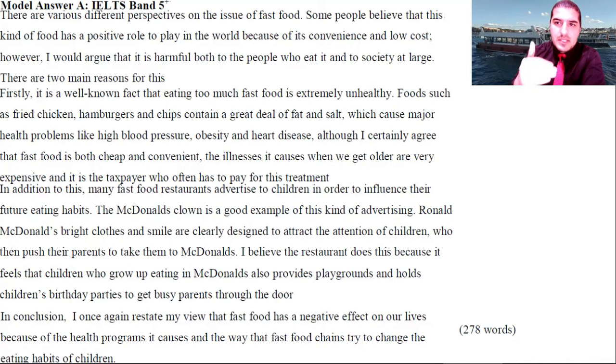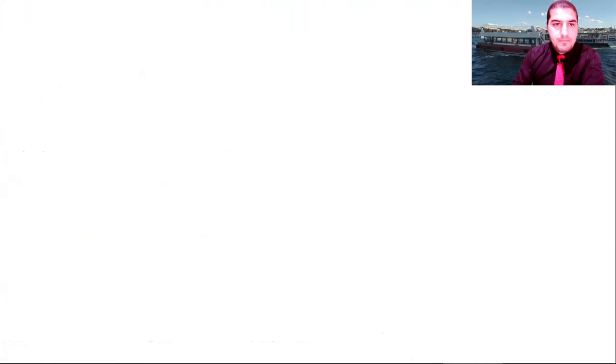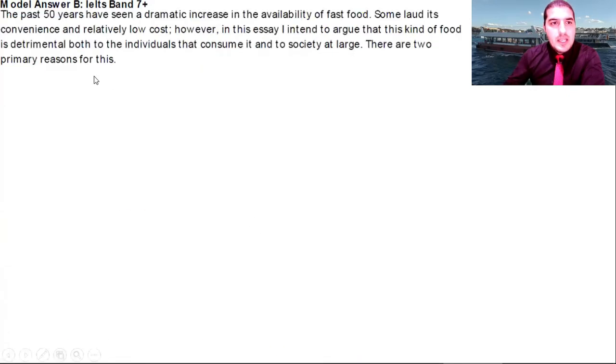So let's upgrade this answer, which is loyal to the format, to 7+, right? So model answer B, IELTS 7+, band score 7+. The past 50 years have seen a dramatic increase in the availability of fast food. Neutral sentence. Some laud its convenience and relatively low cost. However, in this essay, I intend to argue that this kind of food is detrimental both to the individuals that consume it and to society at large. There are two primary reasons for this.